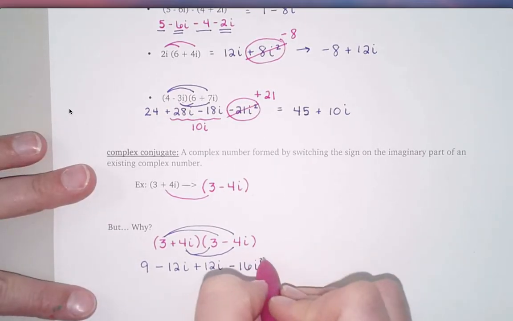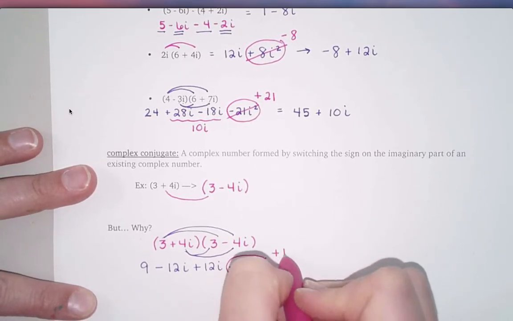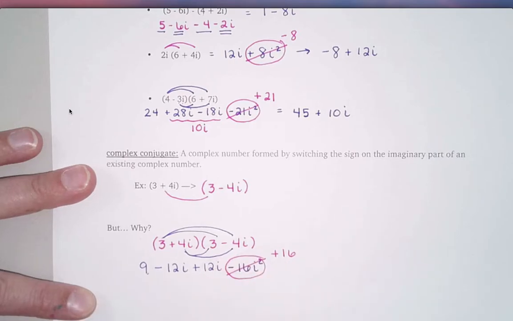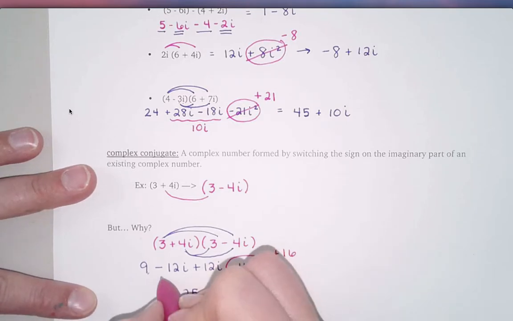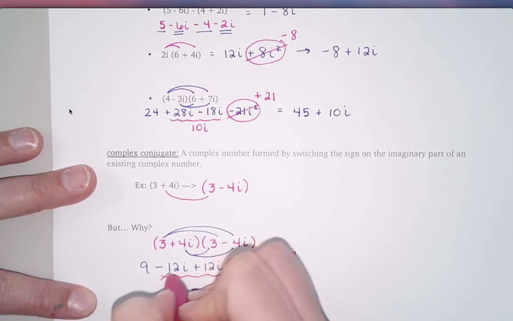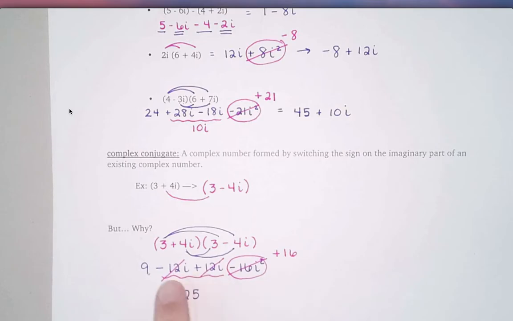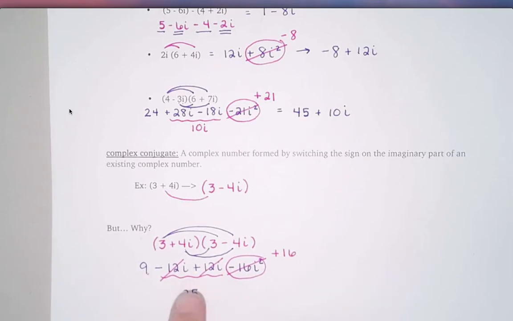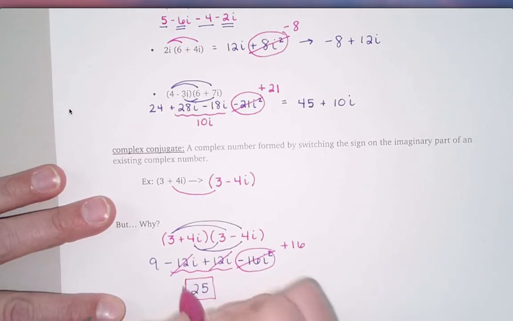And so I know that this negative 16i squared is going to become just a plus 16, and then I can combine it with the 9, so that's going to give me a 25. When I go to combine these i's in the middle, what you should notice is they cancel out, and that is going to happen every single time you use a conjugate. That's the important thing about using a conjugate, is those i terms in the middle drop out, and so you'll notice what I'm left with is just a regular whole number.